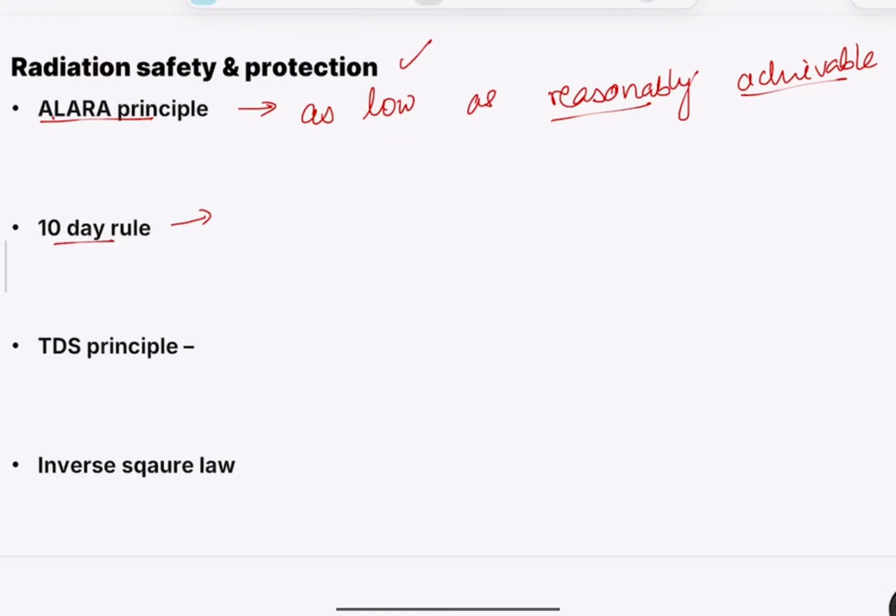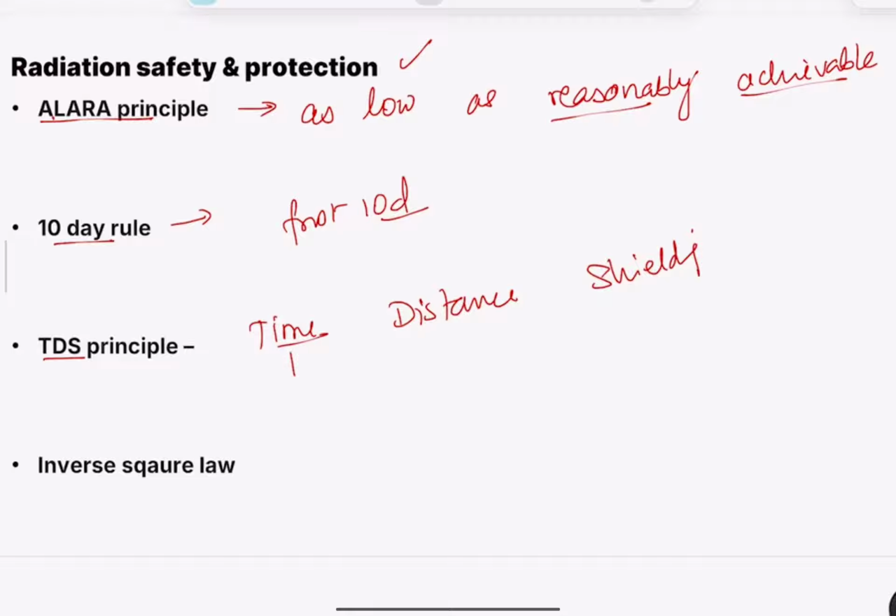The 10-day rule says that in a female of reproductive age group, an investigation which involves radiation should be done in the first 10 days of the menstrual cycle, because then there is no chance of pregnancy. The TDS principle is time, distance and shielding. The time for which the radiation exposure is there should be minimum. The distance should be more, because if this is a radiation source, as you increase the distance, the radiation reaching that point will decrease. By how much?